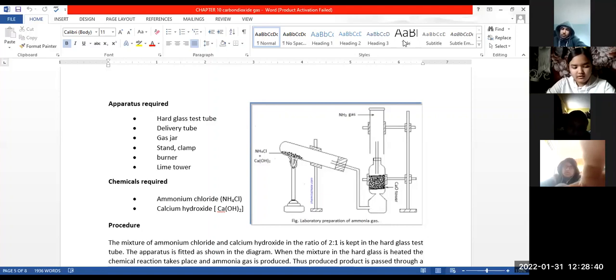liquid water. When ammonia gas reacts with liquid water, it forms ammonium hydroxide. Because of that reason, lime tower is used to absorb moisture, means water.